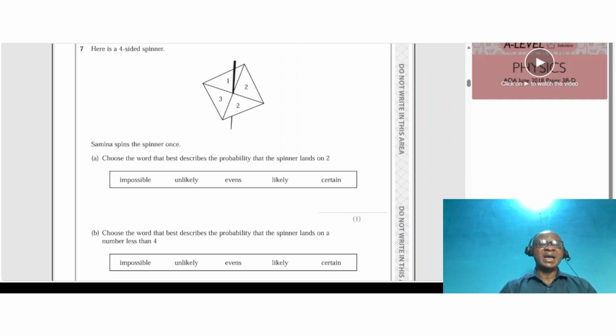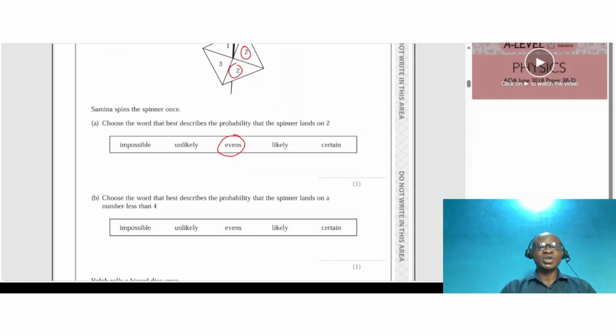And here we are asked, Samina spins the spinner once. Choose the word that best describes the probability that the spinner lands on two. Look at here. It is split into four places, and two appeared in two out of four. So it is even. Okay? It is even because two has taken two portions out of four. Does it make sense? Yeah. So the probability is going to be even.